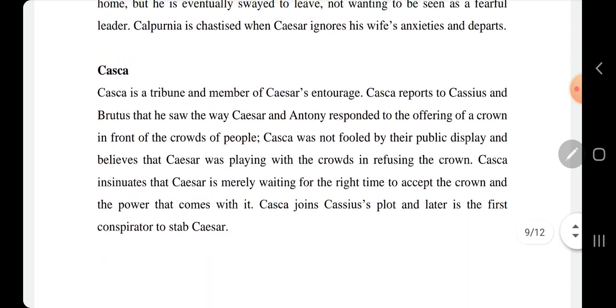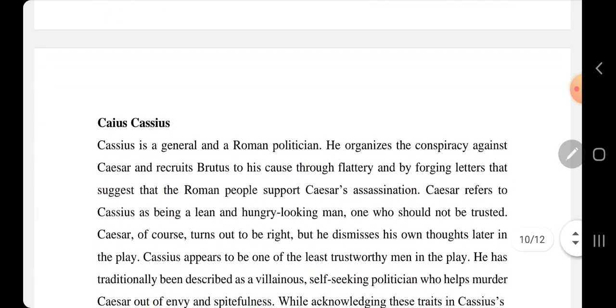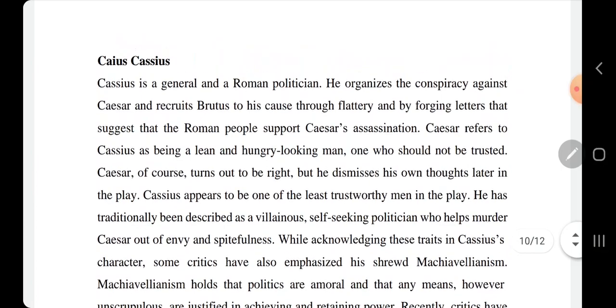We have Casca, a member of Caesar's, let's say, troop, and Casca also joined the conspirators, and he was one of the conspirators to kill Caesar. We have Cassius. He is the general and Roman politician, and he was the head of the conspiracy part. Like he was the leader. He was the one who convinced the other conspirators to kill Caesar. So this name is very important.